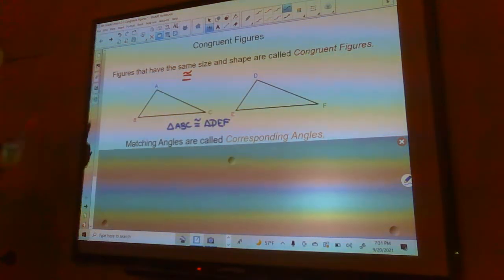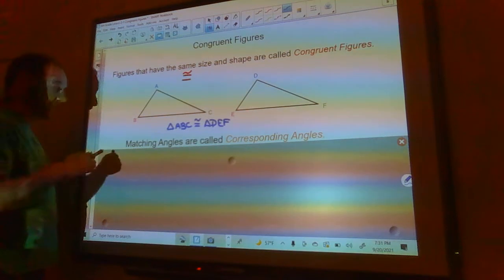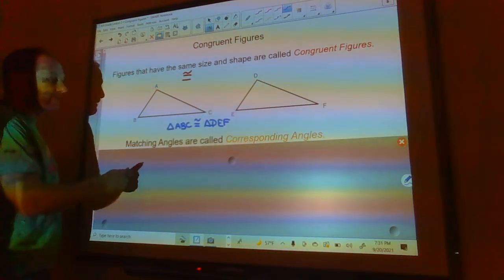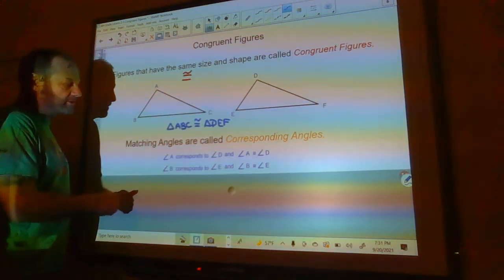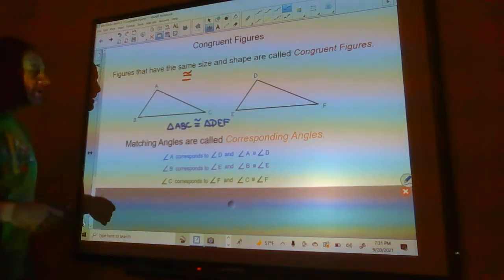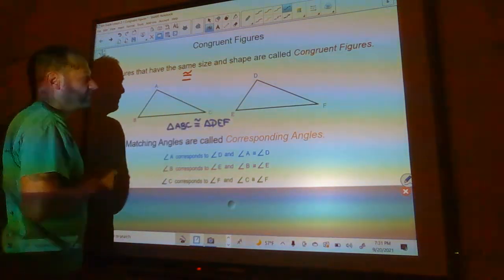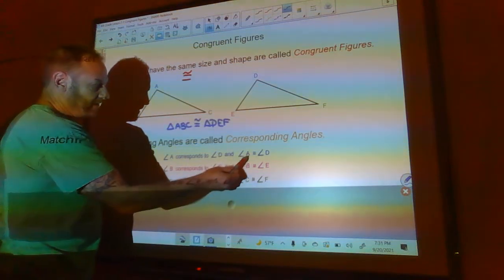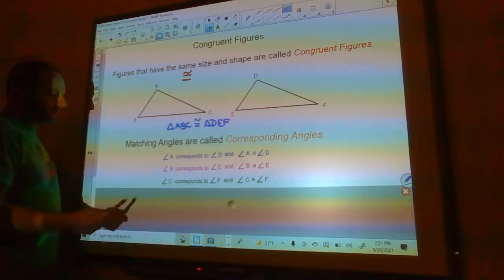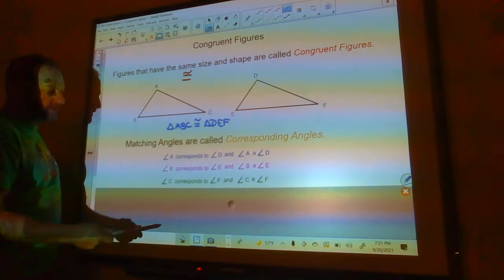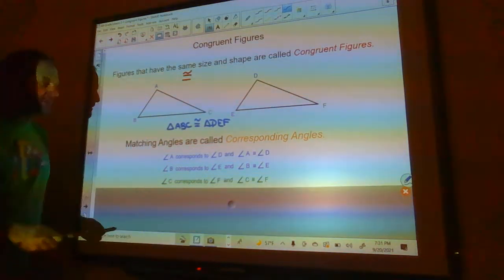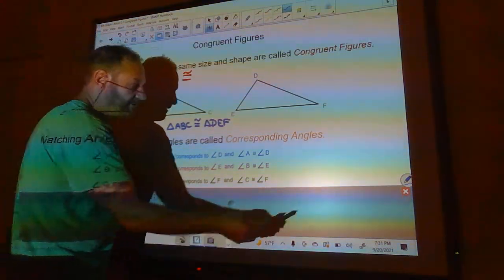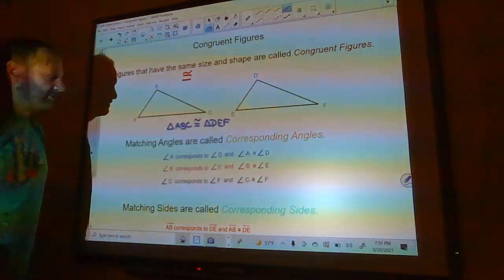Okay, they go together. So those matching angles are called corresponding angles. They correspond to each other. That means they're the same angle in a different triangle. So we say angle A corresponds to angle D, and that angle A is congruent to angle D. We say angle B corresponds to angle E, and angle B is congruent to angle E. And the same thing, angle C corresponds to angle F, and angle C is congruent to angle F.